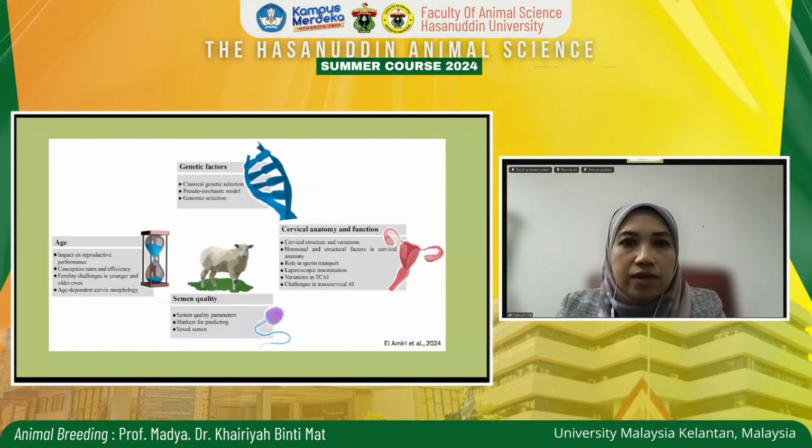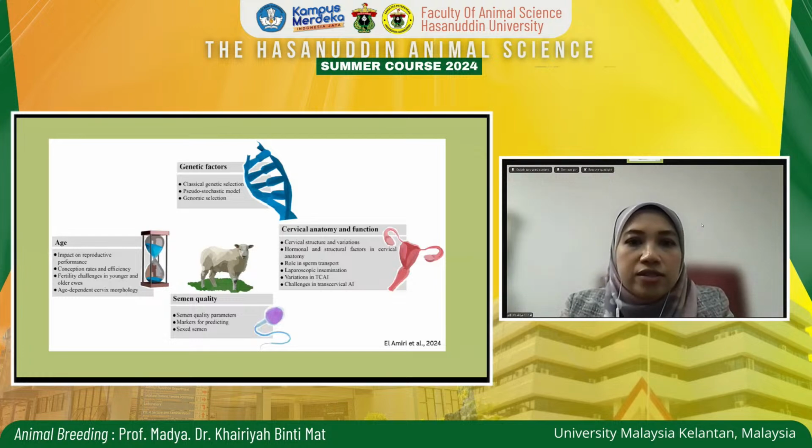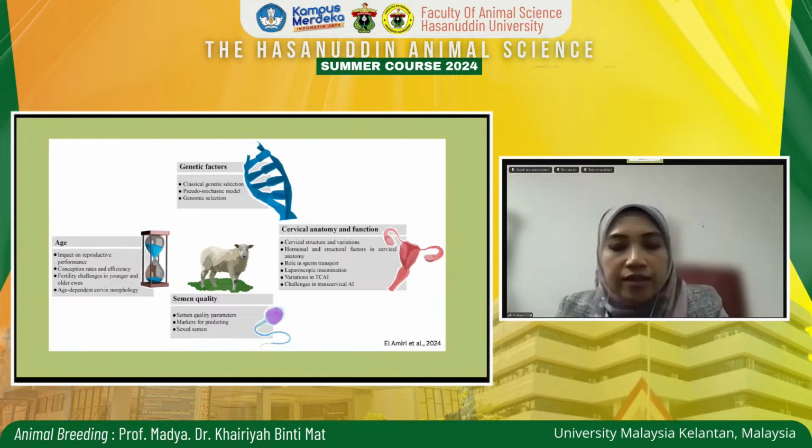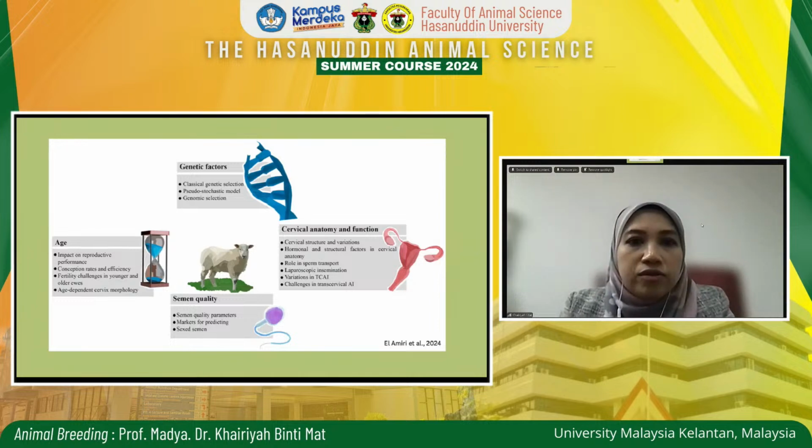All right, so here are examples of the genetic factors and environmental factors that cause different effects on the animal. Genetic factors include gene selection and genomic selection.